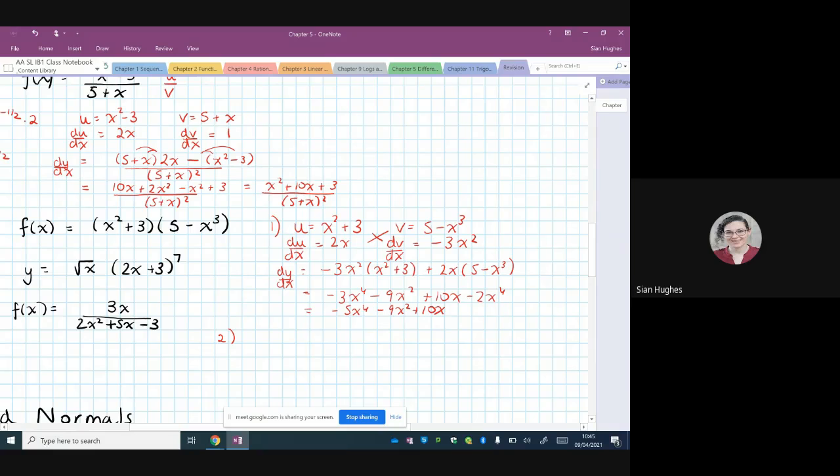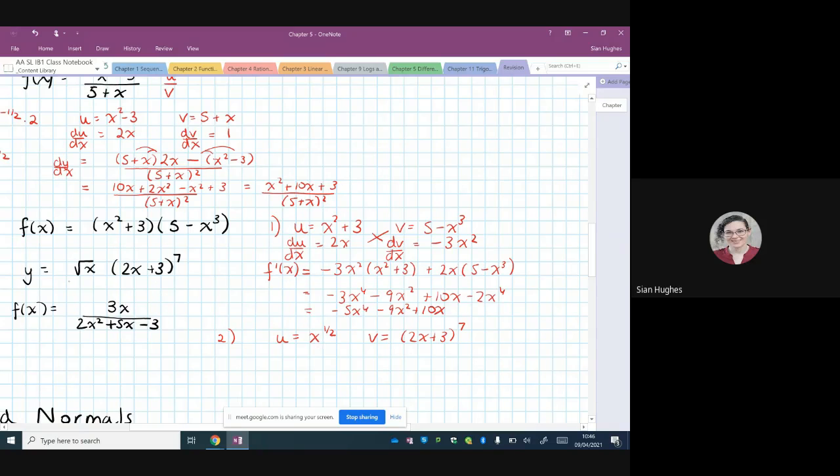Second question. Actually, I'm just going to change. This was f of x. So if the question was f of x, I would have written f dash of x. So second one, again, we've got product rule because we've got 2 things multiplying. So we're going to call u the root x, and we're going to call v (2x plus 3) to the 7.